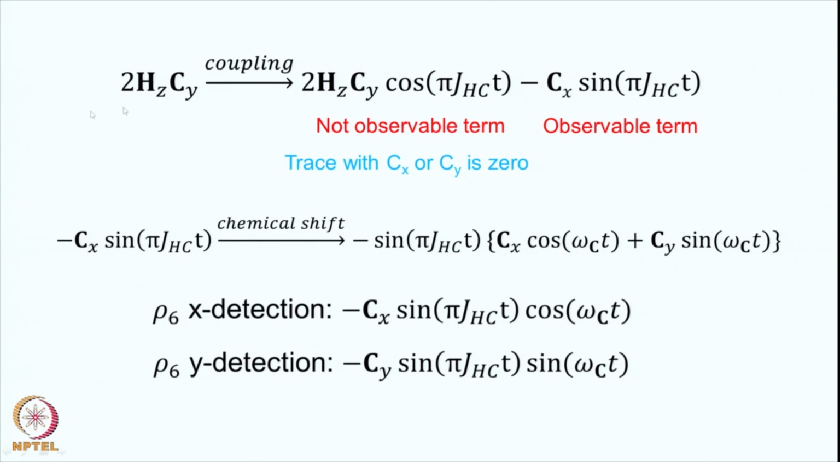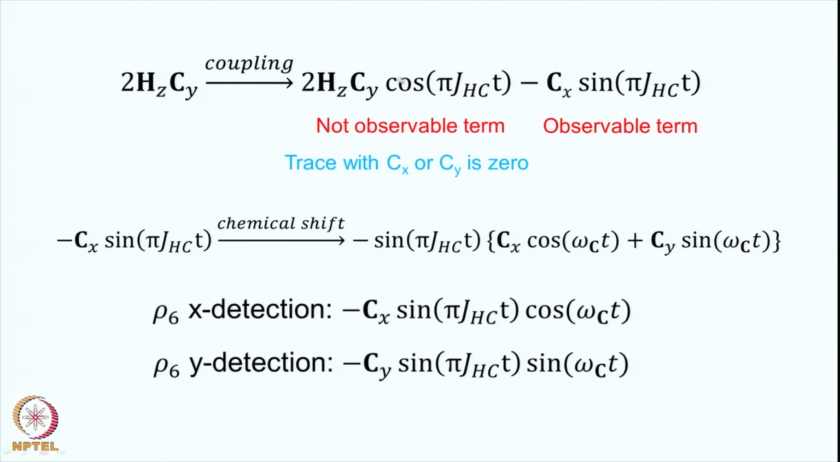This is not an observable term, because you recall our discussion that to be observable, its trace with Cx or Cy has to be non-zero. If you take the trace of this with either Cx or Cy, it is 0, and we had described this earlier also, that antiphase magnetization is not an observable operator, whereas this one is an observable term. Therefore, the coupling evolution leads to an observable magnetization here. So this is the observable term and this is not observable.